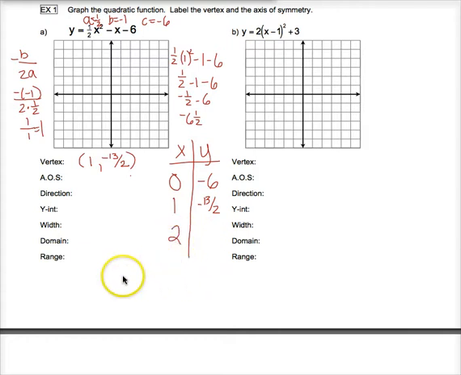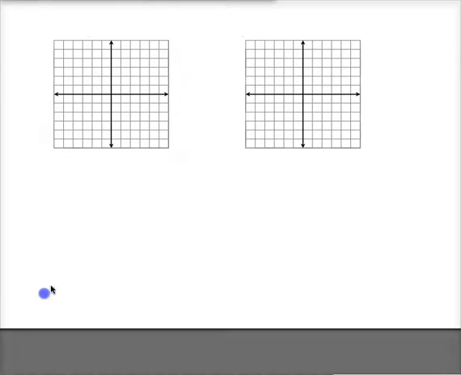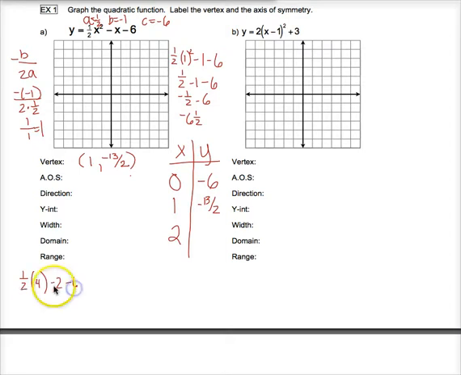2, when I plug that in, I'll do the work down here. 1/2 times 2 squared, which is 4, minus 2 minus 6. Half of 4 is 2. So I get -6. You should remember from Algebra 1 that if they're the same distance away from the vertex, which these ones are, they're both 1 unit away, that you should have the matching up in the y-coordinates.